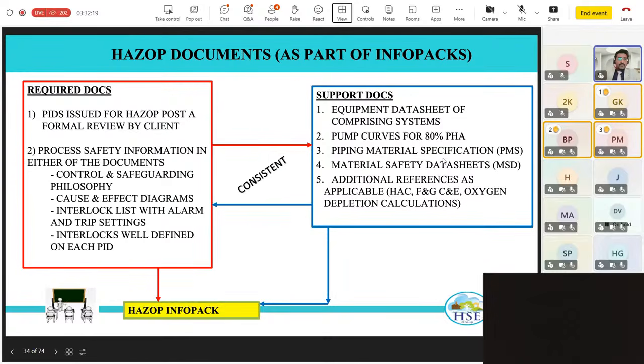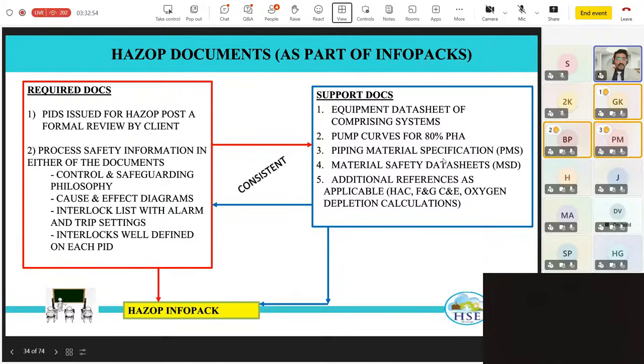Next is process safety information. Now there is some basic process safety information which is imperative for a successful HAZOP, and that should be available in either of these documents. Okay. Many of them have a very standard OCSP, which is called Operating Control and Safeguarding Philosophy. That document defines many things. However, not many clients have the privilege of having a very structured list of documents. So in that case, at least you need a cause and effect or an interlock list with alarms and trip settings, and then you have interlocks well defined on each PNID.